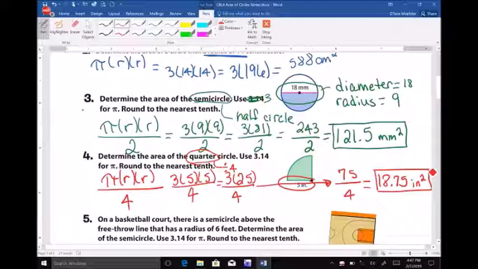Are there any other questions about finding the area of a circle, a half circle, or a quarter of a circle?